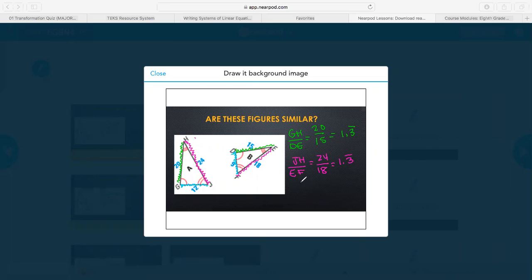Okay, so Emily said GJ over DF. So 12 over 9. What'd y'all get? 1.3 repeating. So since they're all the same, that means they're similar, right? All right, let me see how people did. Take a screenshot of this if you need it, but I think you're good. If you did the first one, you should be pretty good on this part.